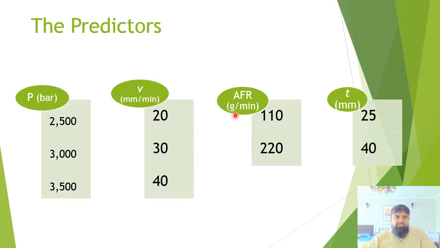The third one is abrasive flow rate measured in grams per minute, which is actually mixed at the last stage of water jet exiting from the nozzle. The two levels tested would be 110 and 220 grams per minute. And finally, the fourth one is the stock thickness. There are two levels of this parameter, 25 millimeter and 40 millimeter.